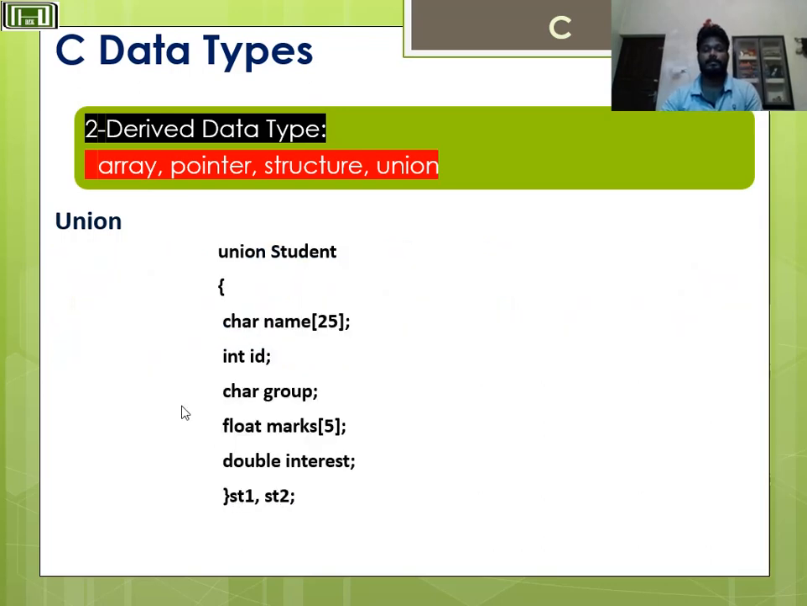Here is the syntax. Instead of struct we have union. Union student is the structure. Then char name, int id, char group, float marks, double interest. All these are data type variables declared inside this structure. Then st1, st2: two union variables are there to access its values.